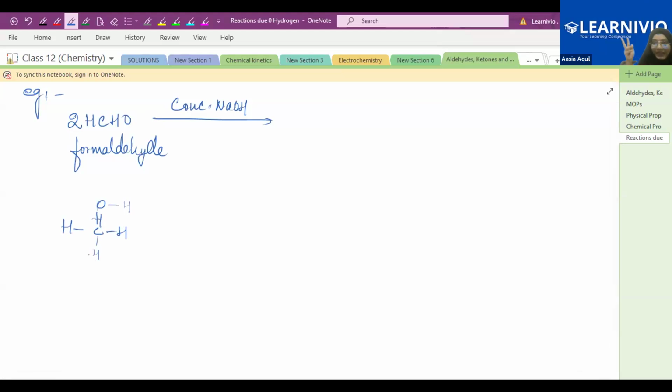Reduction में आपने क्या करना है? The addition of 2 hydrogen. You have to add 2 hydrogen. Okay, and just break this pi bond, add 1 hydrogen to the oxygen and 1 hydrogen to the carbon. So you will get an alcohol. This CHO group, aldehydic group, will get converted to an alcohol on reduction. So what you will get? You can see CH3 and OH. You will get methanol.